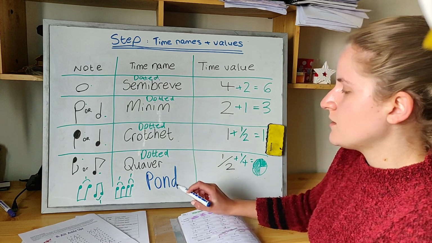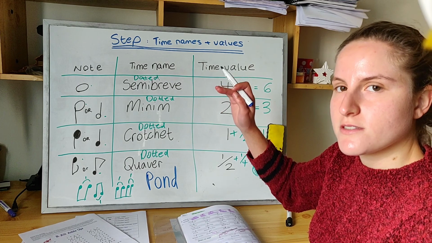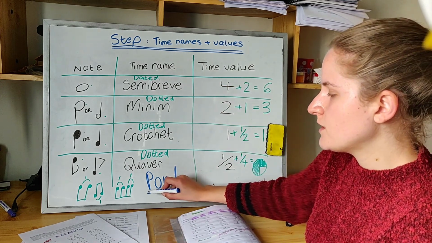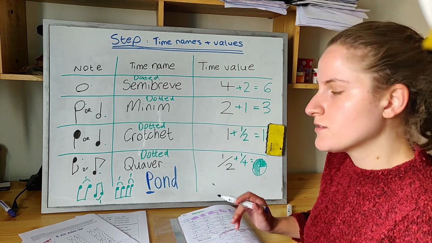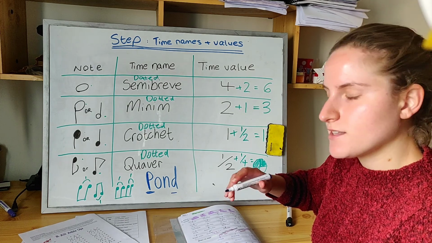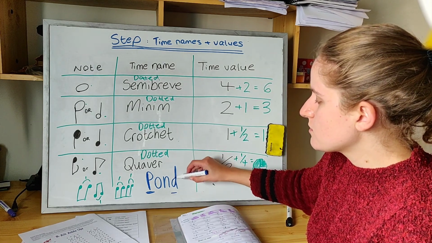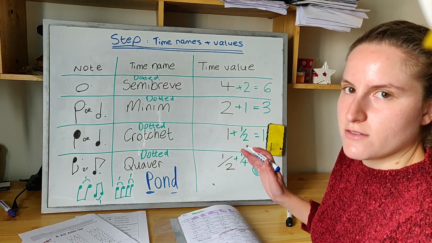P-O-N-D. If the note has to be downwards because it's higher than the middle line, it has to be like the P. The line has to go from this side of the note. And if the note is lower than the middle line, the line has to go upwards like the D, from the right side of the note.